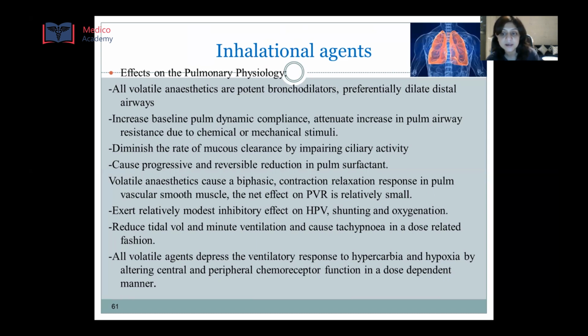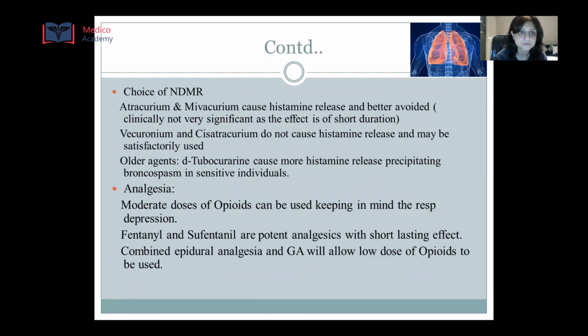They can cause tachypnea in a dose-related fashion. So all the volatile agents depress the ventilatory response to hypercarbia and hypoxia by altering the central and the peripheral chemoreceptor function in a dose-dependent manner.